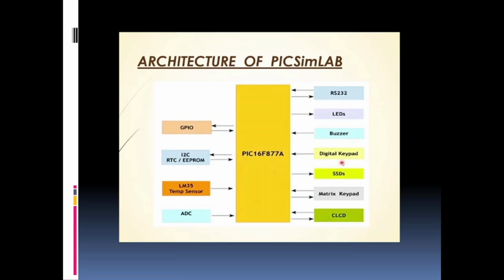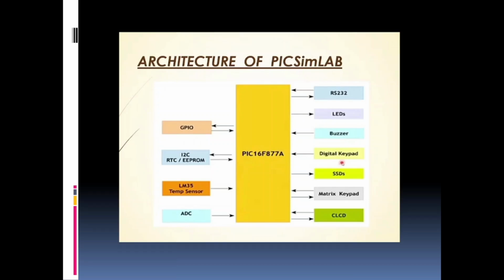On the left side, we have GPIO, I2C, EEPROM, and temperature sensor. These are the inputs which we are giving to the microcontroller. GPIO, these are the basic digital pins we use to read or write to external components. It can be used for buttons, LEDs, relays, etc. Next one is I2C, RTC, EEPROM. It is used for communication using the I2C protocol. RTC is used for timekeeping. EEPROM is used for non-volatile data storage.